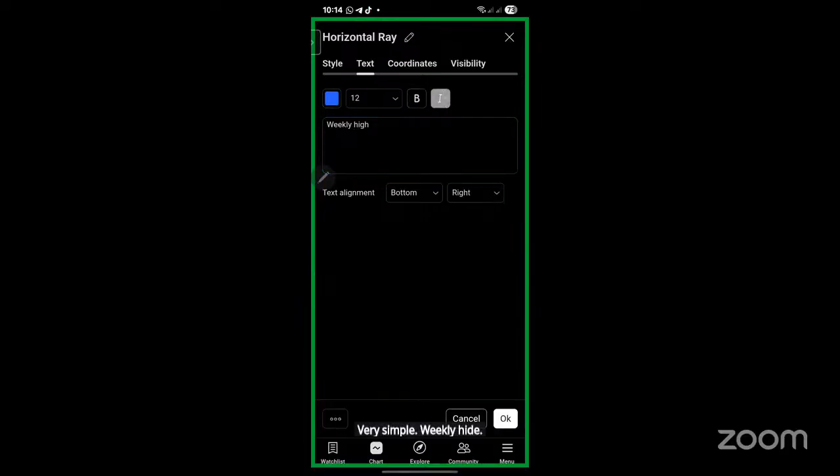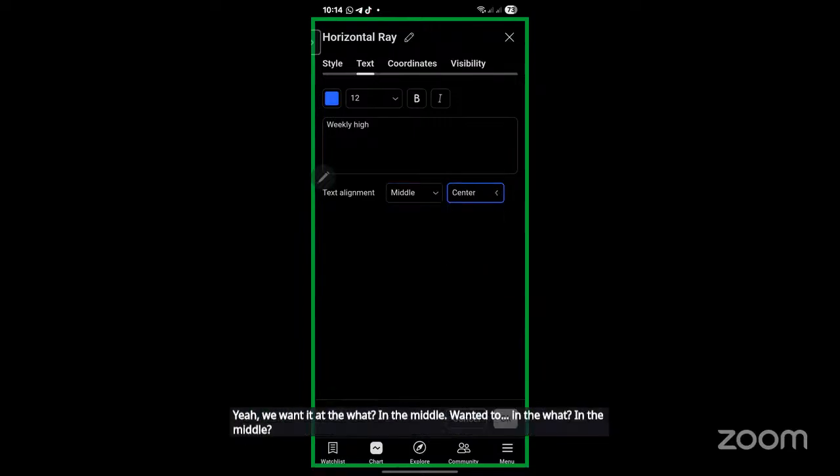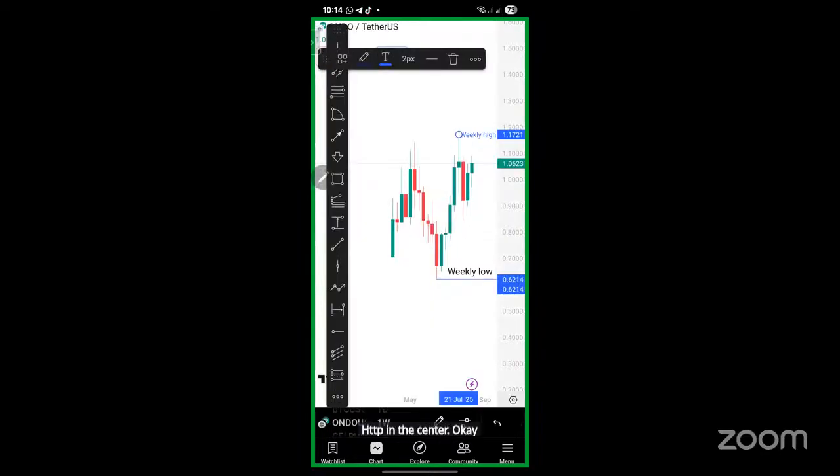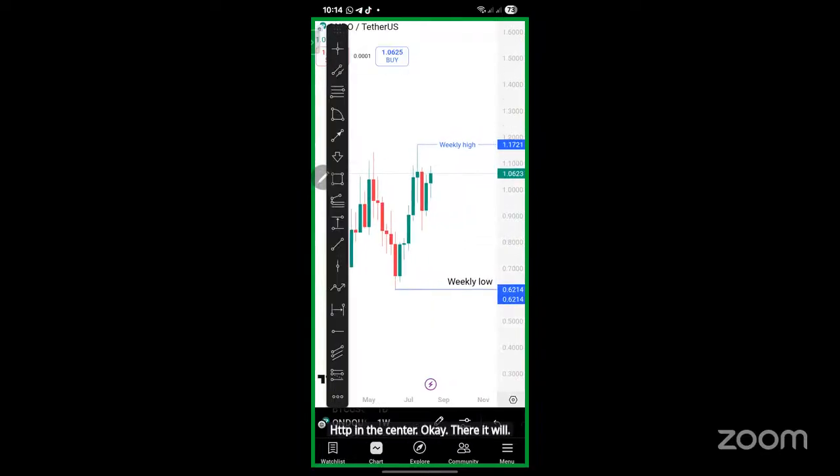Bold it. Italicize it. We want it in the middle. Let it be in the center. Okay, there it will appear like that. Weekly high, weekly low. Simple.